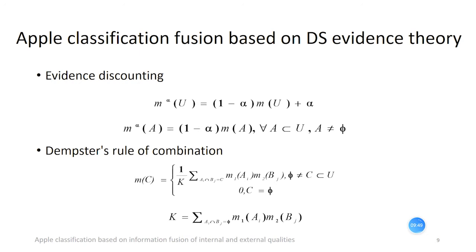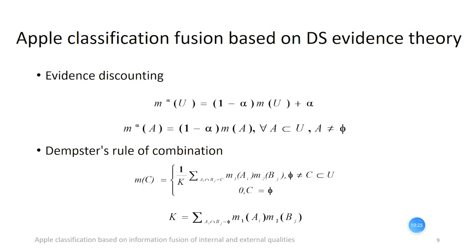The previous internal and external apple classification models both make a hard division of the sample space, which easily leads to misclassification in areas near the decision boundary. In order to reduce the difference of results caused by hard classification, in this paper, we introduce DS theory, which has a strong advantage in dealing with uncertainty.